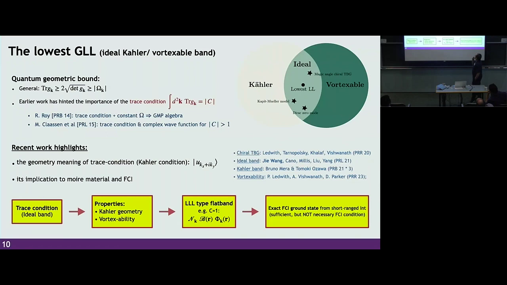So we can call the band that satisfies the trace condition the ideal band. And the ideal bands exhibit the vortexability properties. And there is a more general concept called a vortexable band that can exist even if you don't have the trace condition, but still allows the fractional Chern insulator exact ground state.